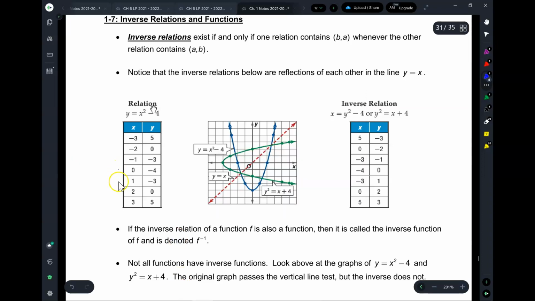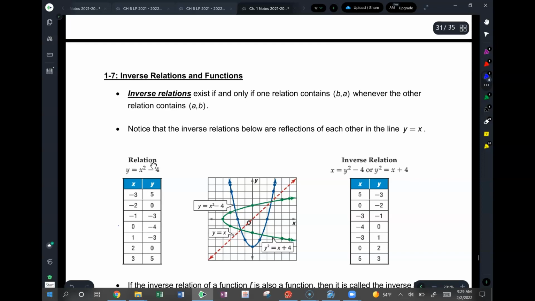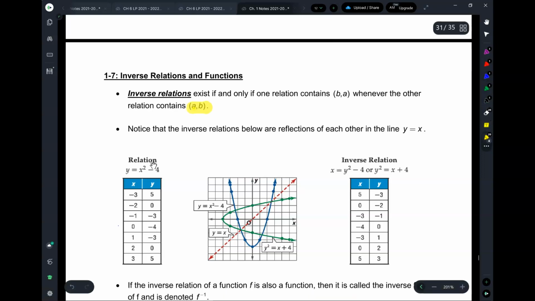All right, so basically, when you have inverse relations, it's when for one relation, if you have any coordinates like a comma b, you can also have the inverse b comma a, right?